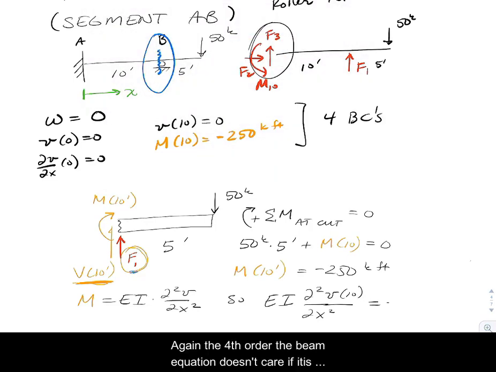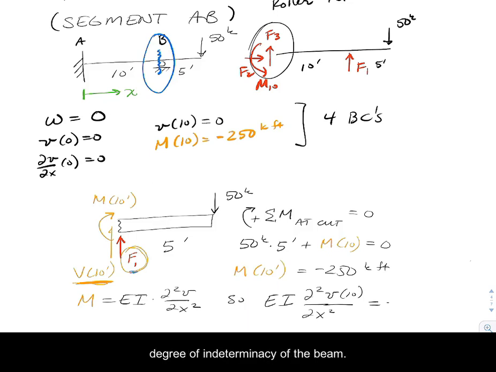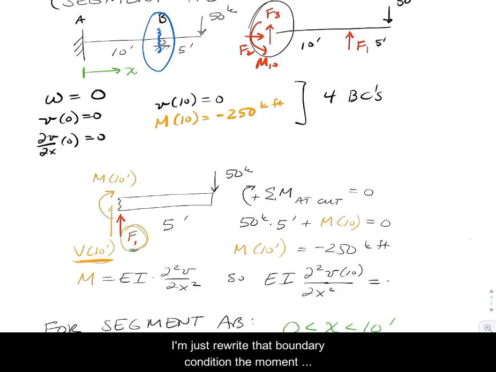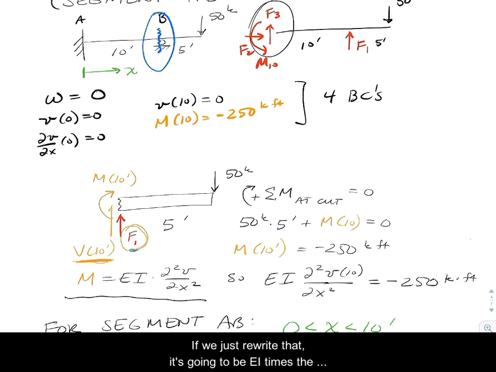And again, the fourth order beam equation doesn't care if it's determinate or indeterminate. It just needs 4 boundary conditions. The number of physical and force boundary conditions is going to be related to the degree of indeterminacy of the beam. So I'm going to just rewrite that moment boundary condition, because the moment is equal to EI times the curvature. So if we just rewrite that, it's going to be EI times the curvature at 10 feet is going to be equal to minus 250 kip feet.